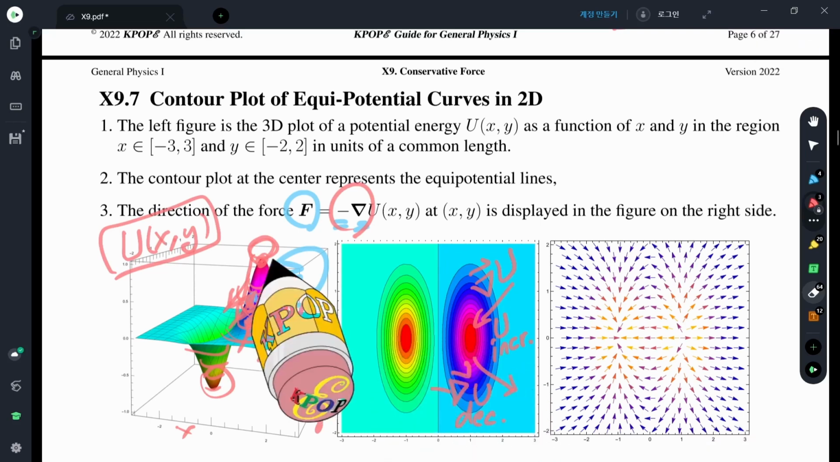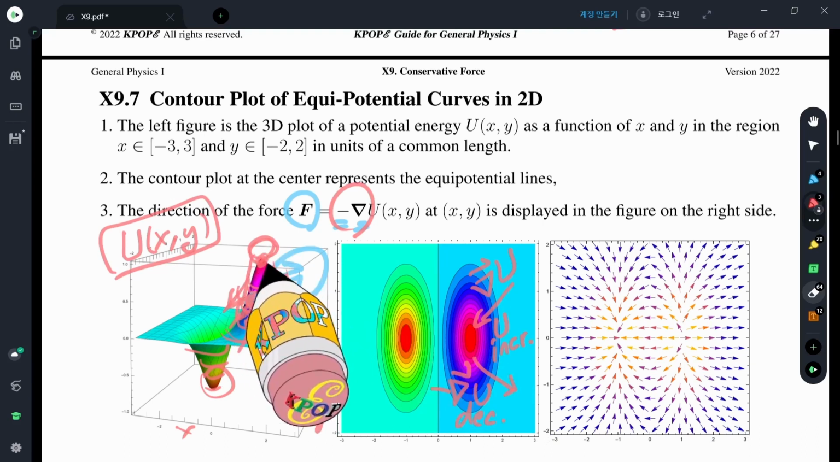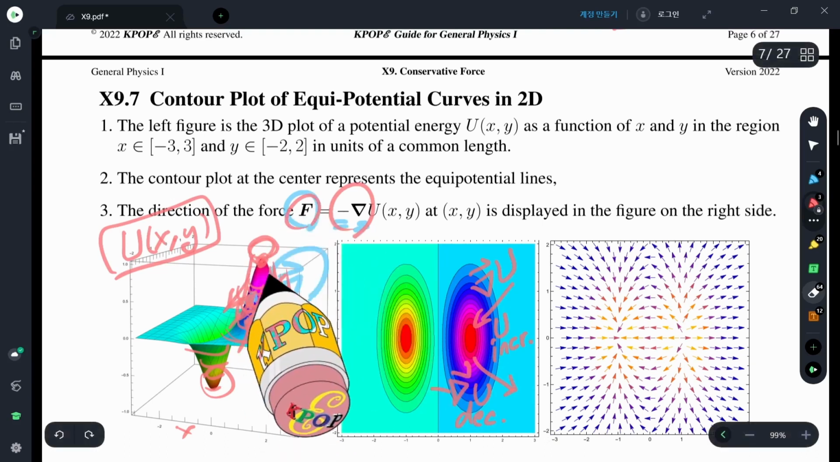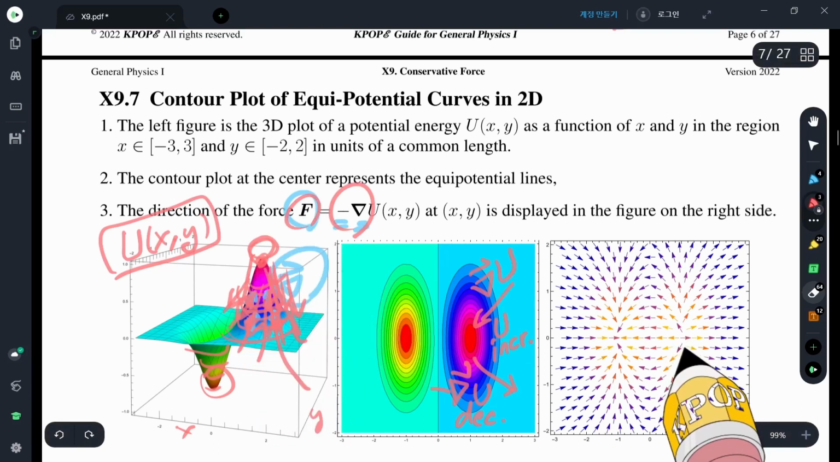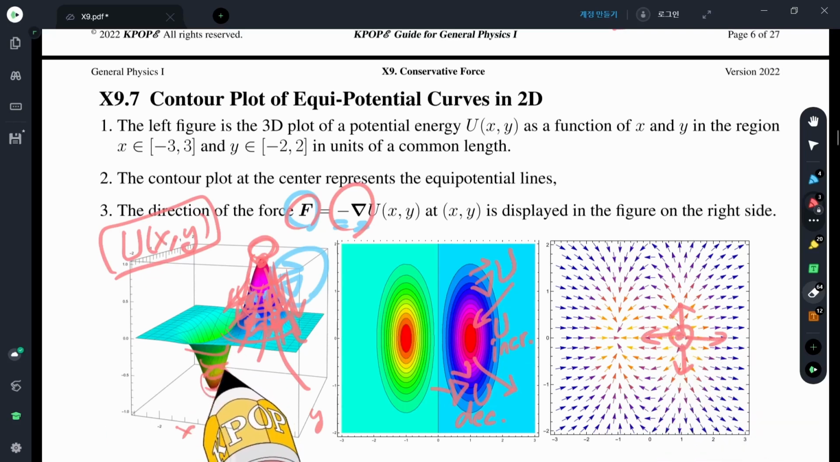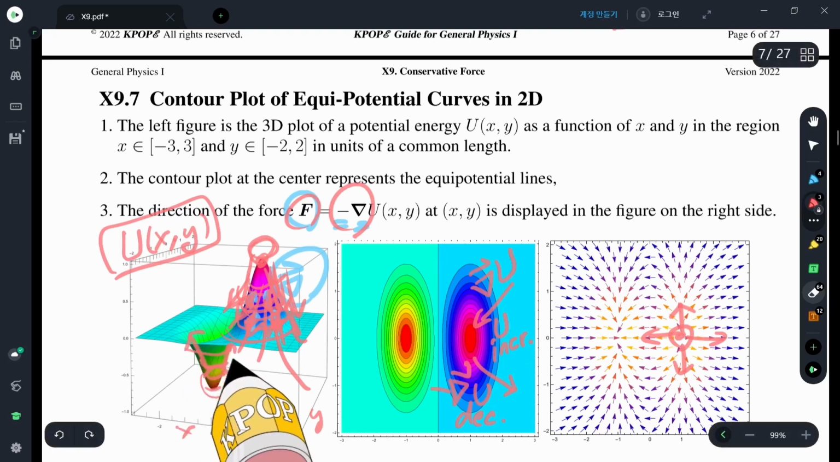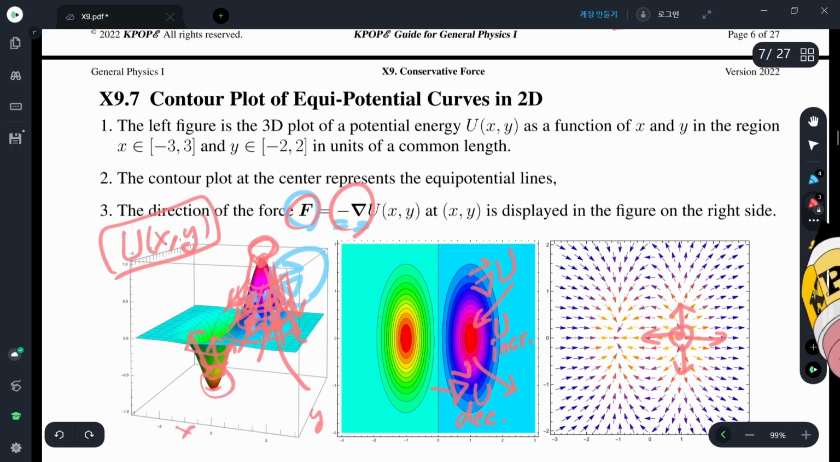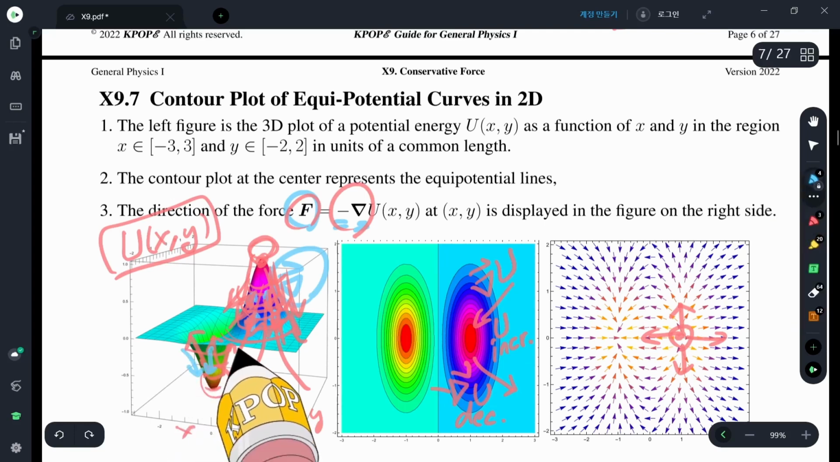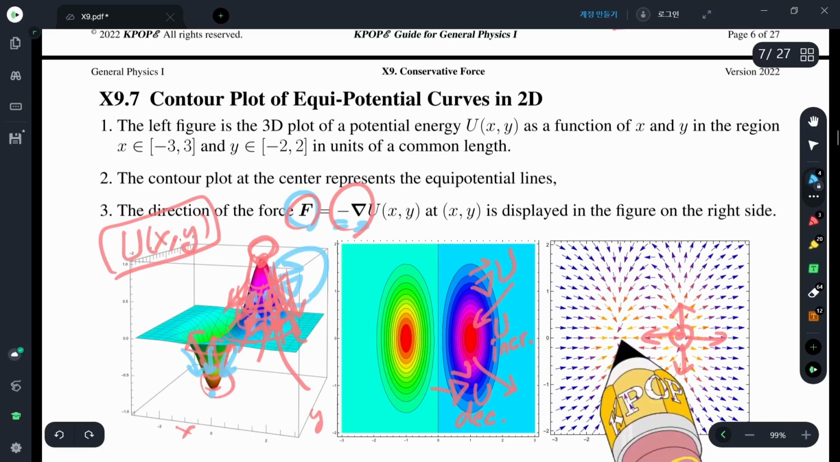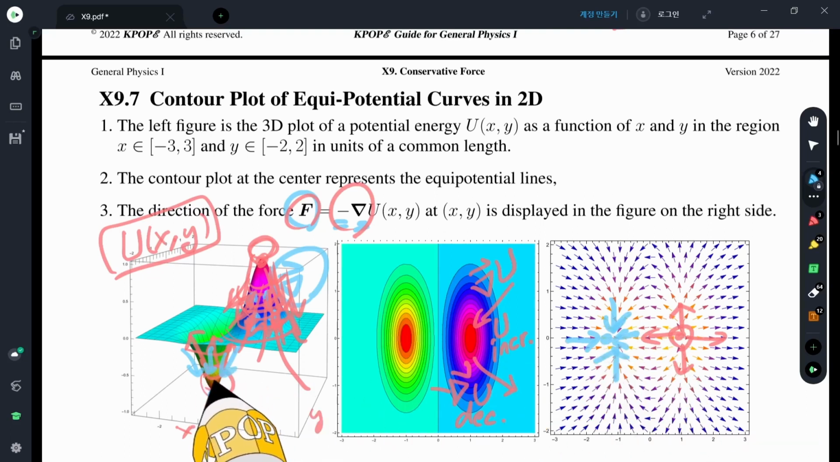So in here, gradient diverges. The force diverges from this point. You can see at this point, force diverges from this point. And in here, gradient is diverging, and minus gradient, the force, is converging to this point. You will find the minus gradient force is going into the point. This is the minimum point.